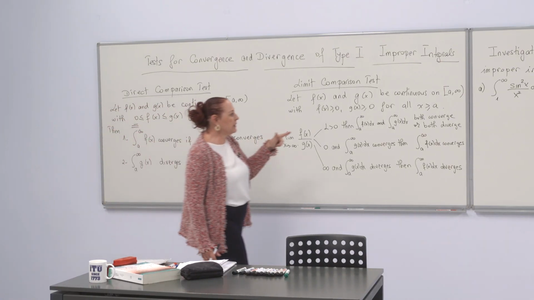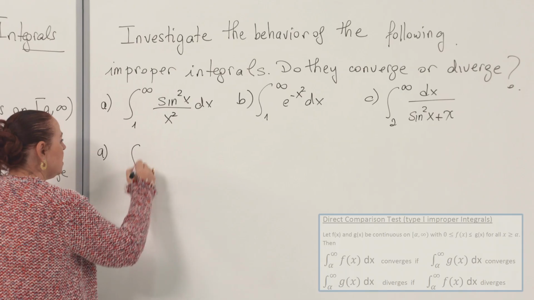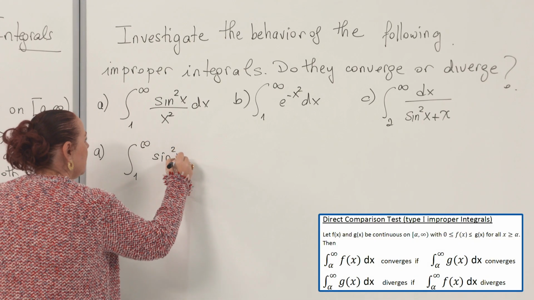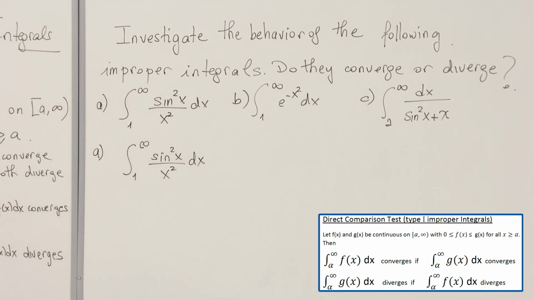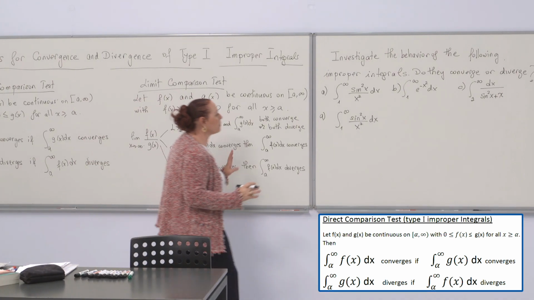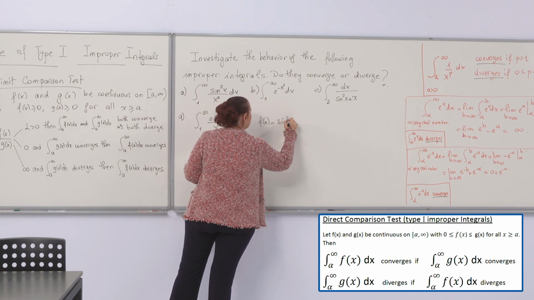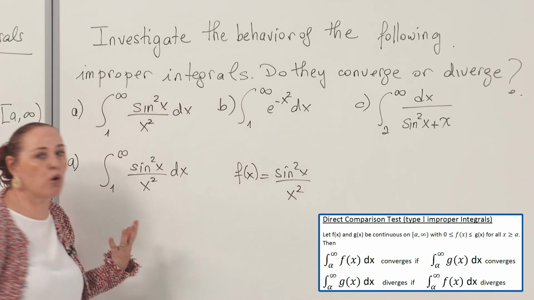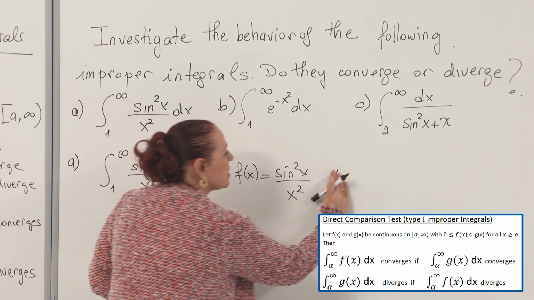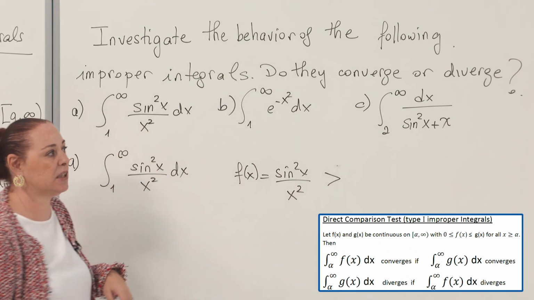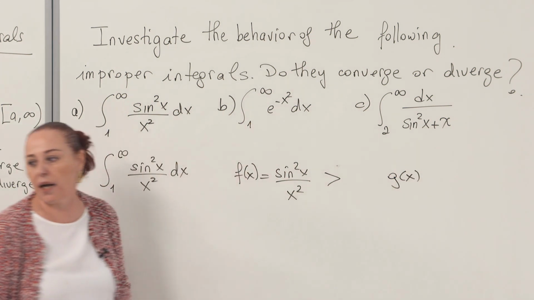Now, let's get to our examples. Let's start with the first one. I am going to use the direct comparison test. That means I'm going to start with the given integrand. Now I have 2 options. Either I'm going to write something bigger or I'm going to write something smaller. I'm going to write a g of x here, and I'm going to decide it.